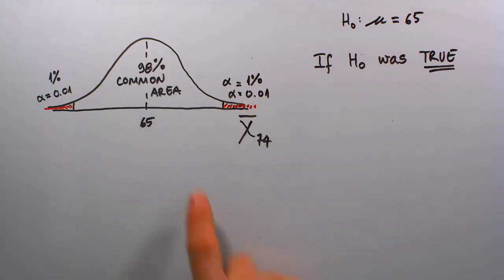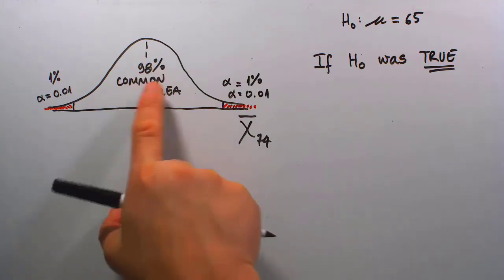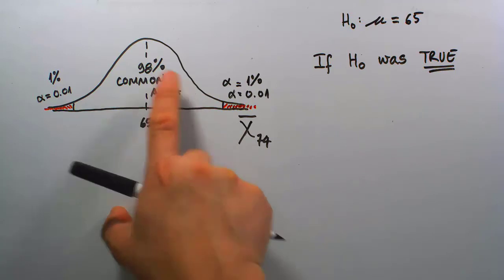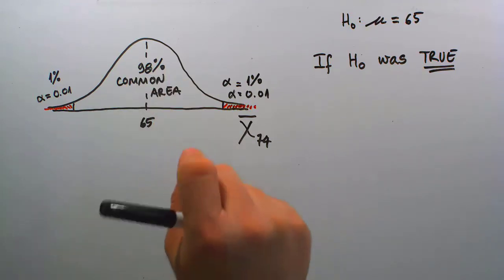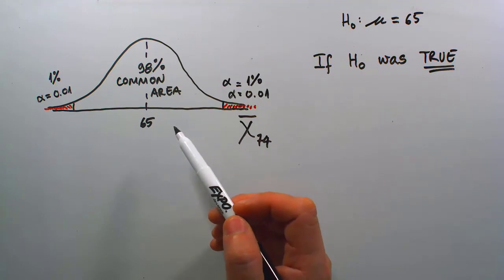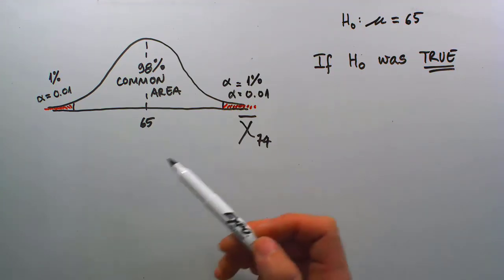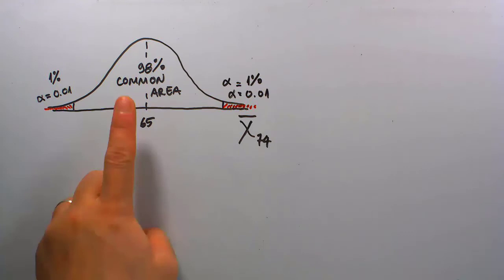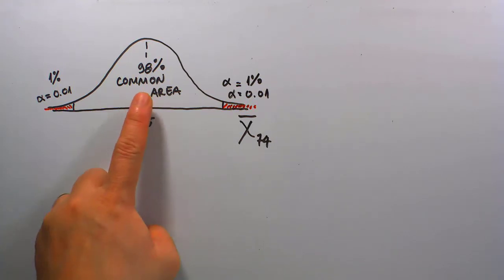And now I'm about to explain how this 98% being that big in our common area impacts our decision about how our sample value was concluded to be a strong evidence. So this is how we are going to understand the 98% common area.